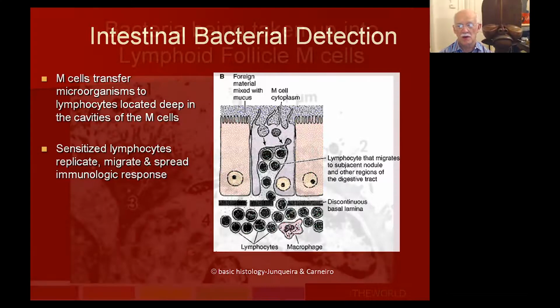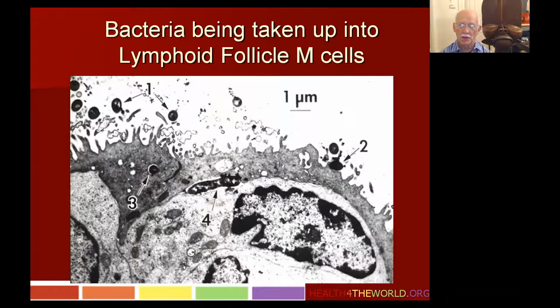Here is a transmission electron micrograph. This is the center of the lumen of the intestine. These are bacteria in the mucus covering the intestine. This is an M cell, which here is grabbing and carrying such bacteria through the wall to the space below the M cell where they come in contact with the lymphocytes or macrophages to begin the immune response.